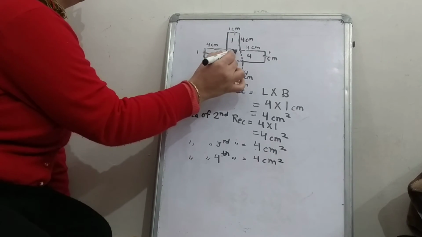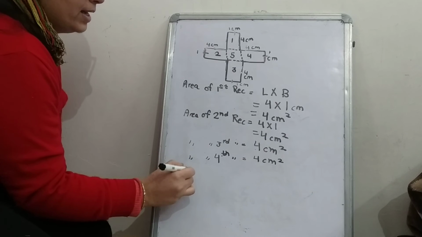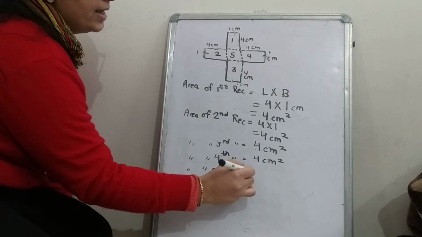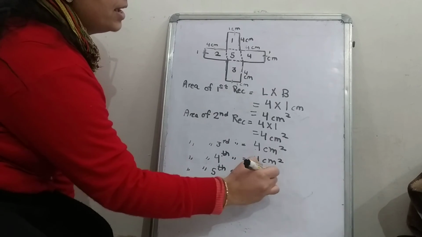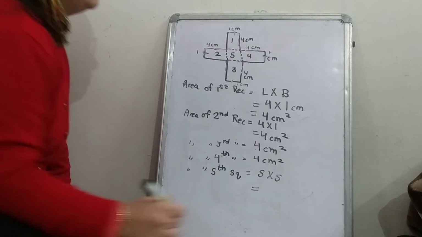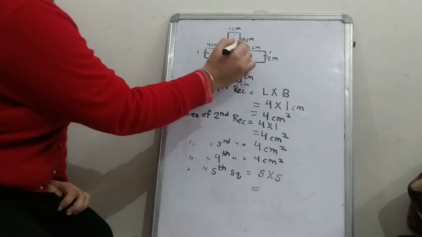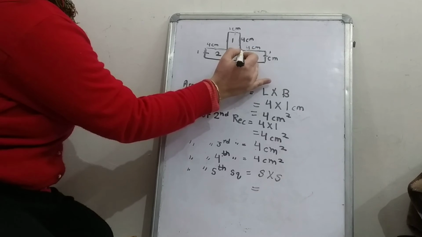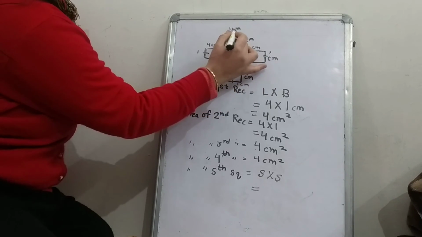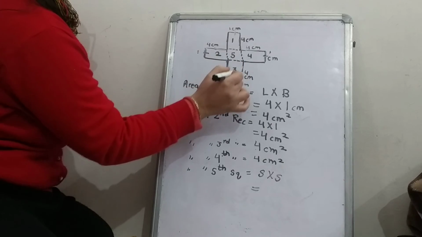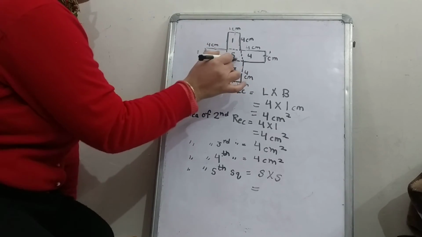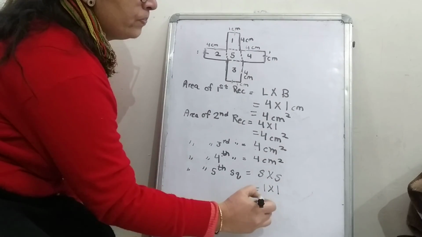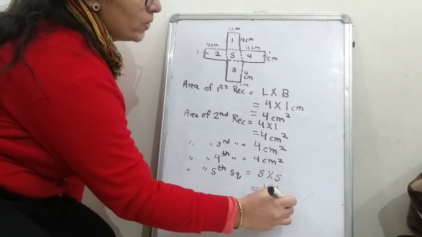Now lastly, this square is left and we have to find the area of the 5th square. And what is the area of a square? It is side multiplied by side. If I take any side, this is equal to this, this is equal to this, this is equal to this, and this is equal to this. So all sides are 1 centimeter only, and 1 multiplied by 1 will be 1 centimeter square.